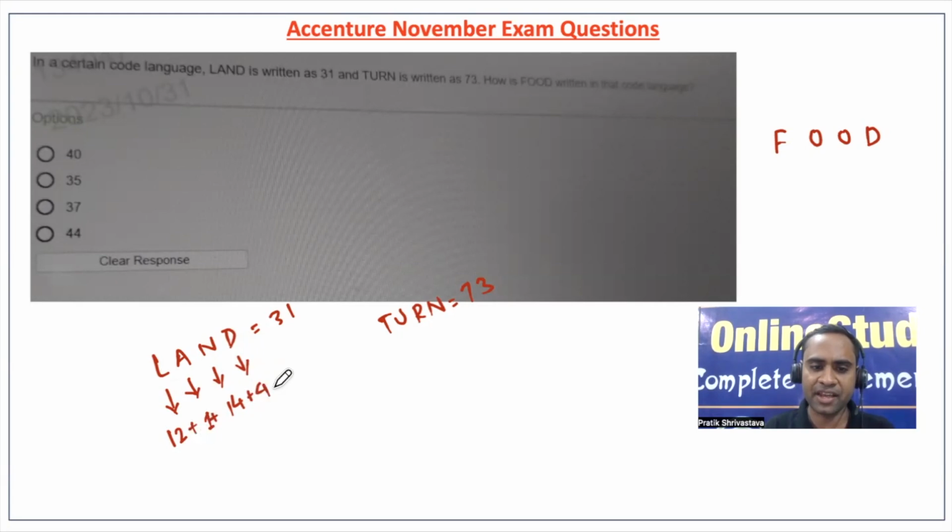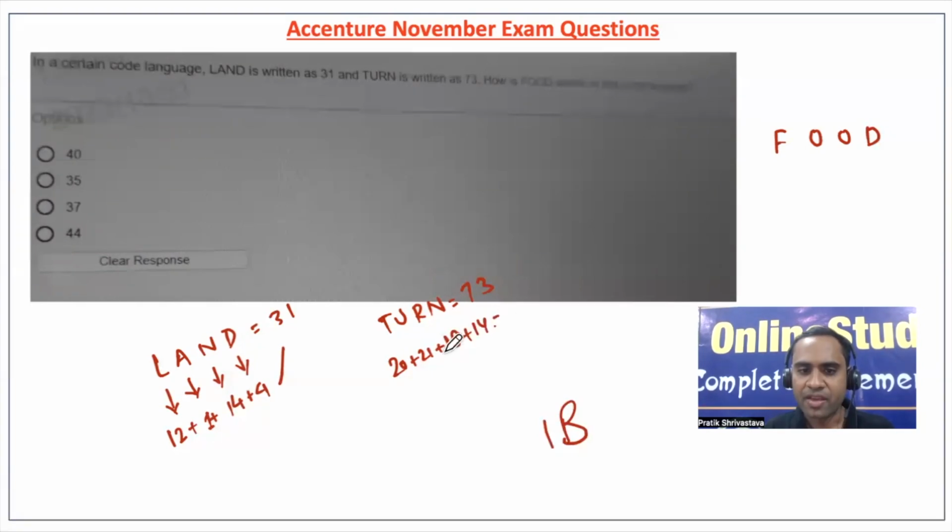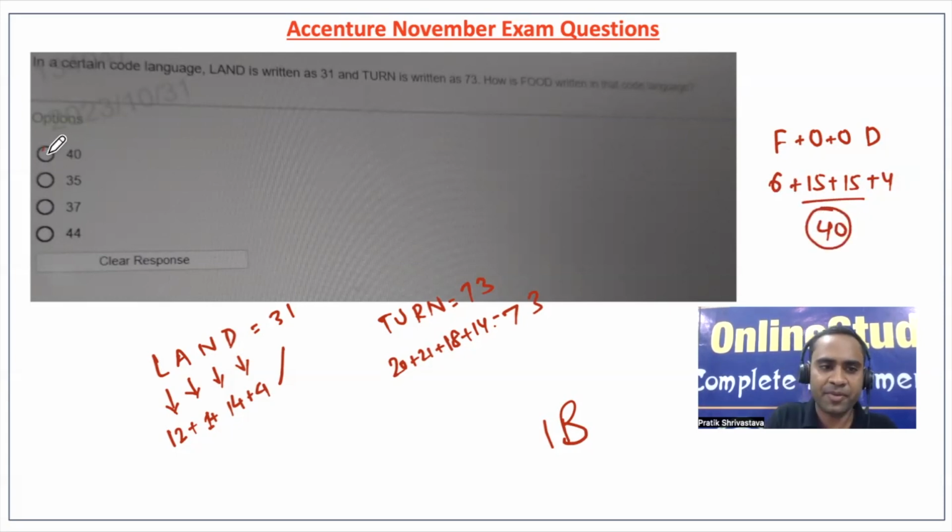Now if you add everything, 14 plus 18, 19, 31. T20 match, U under 21. R we can write like this, 18, and November 14th. So 81943 and 3 to 5 plus 2 7, 73. So basically you have to add the positions of the letters. F is 6, O is 15, O is 15, D is 4. So this will be 30 and 10, 40. So 40 will become your correct answer, right?